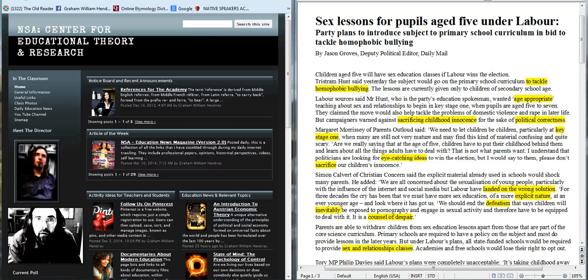Now, on the screen in front of you, you should be able to see the article that we are going to look at today. Sex lessons for pupils aged 5 under Labour. What are they planning for our children?